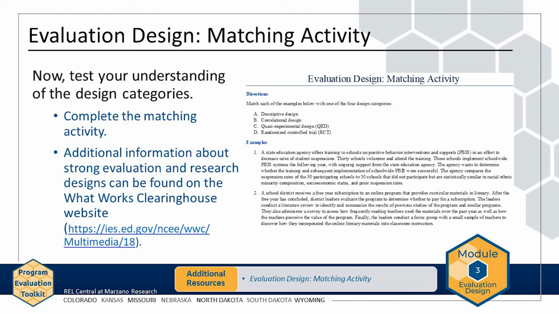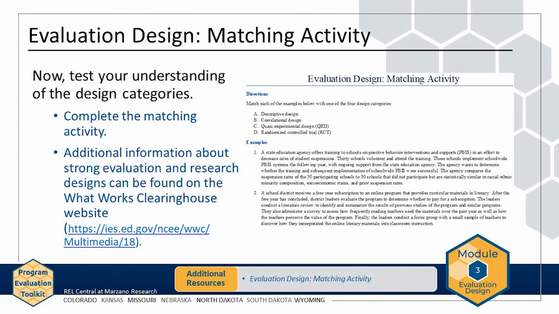Okay, let's review the activity. The answer to example 1 is C, or a quasi-experimental design. The key here is that the treatment group and the control group are statistically similar, but random assignment was not used to determine the groups. The answer to example 2 is A, or a descriptive design. There are no treatment and comparison groups, and the analyses are limited to assessing frequencies and perceptions related to the online program. The answer to example 3 is B, or a correlational design.